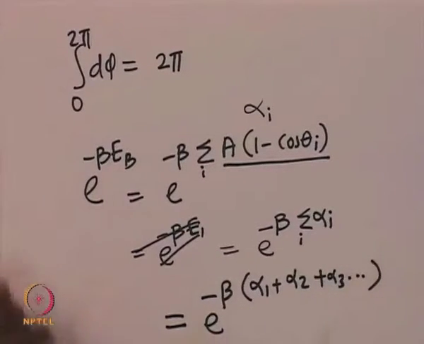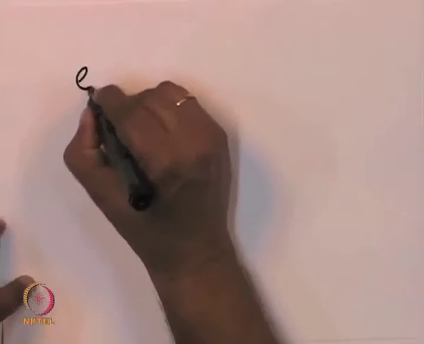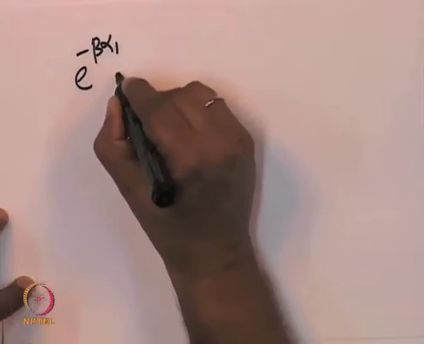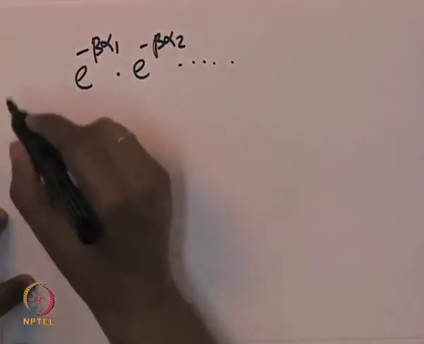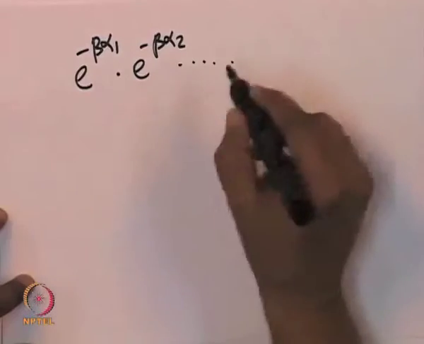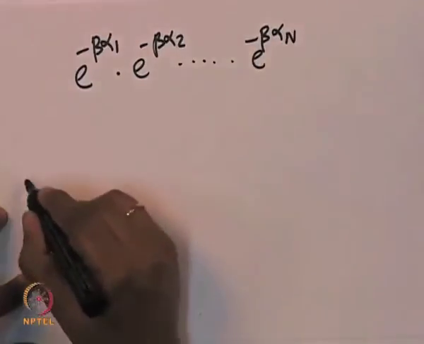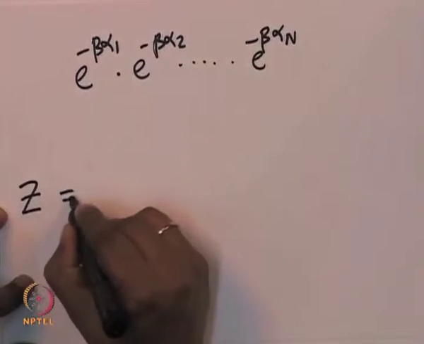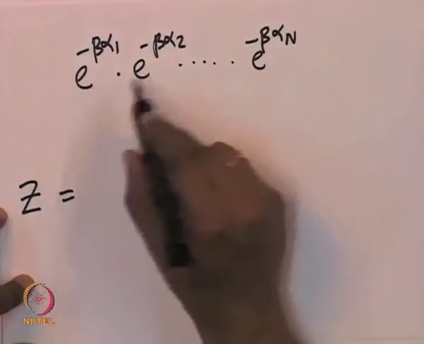So, e power minus beta times alpha 1 plus alpha 2 plus alpha 3 etcetera can be written as the product of these. If we rewrite this, we will get e power minus beta alpha 1 times e power minus beta alpha 2 and so on. So, this sum can be written as a product of n such terms, up to alpha n.